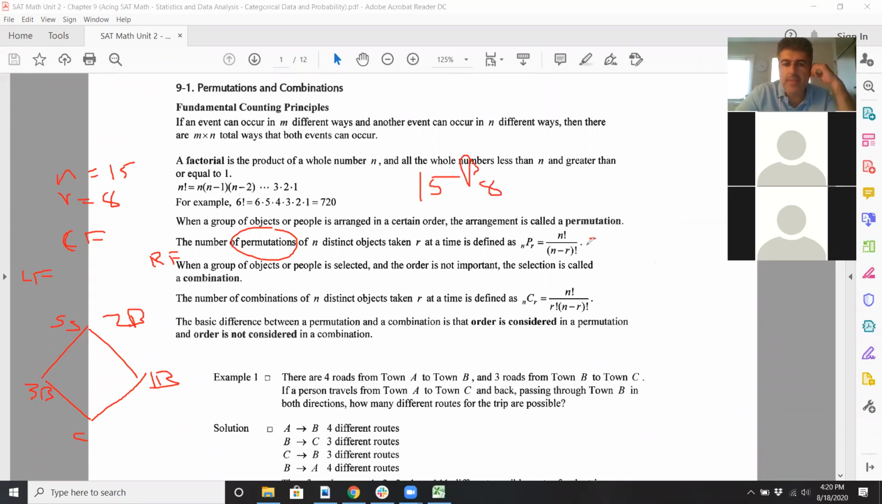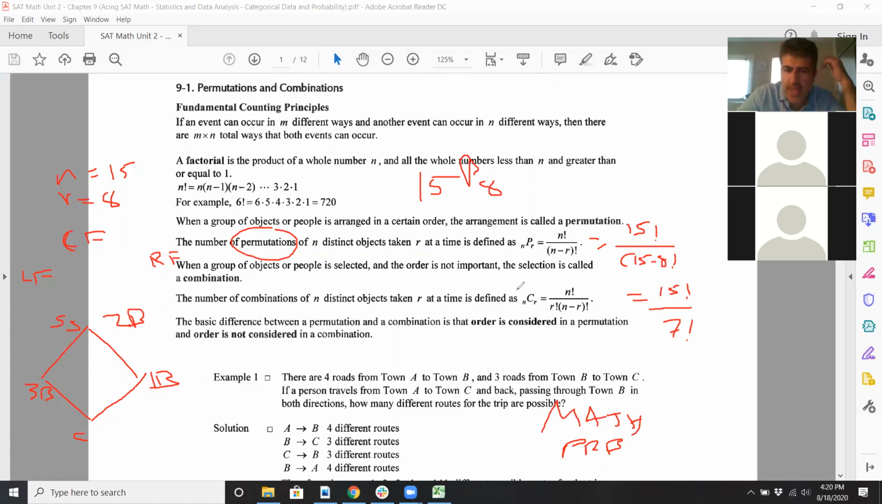And the formula goes like this. It's 15 factorial over 15 minus 8, or 7 factorial on the bottom. So the calculator can do this actually. If you go to math and then PRB, there's an option where it will do it for you. Not sure if the SAT will necessarily ask you the specific question, but it's kind of good to know.